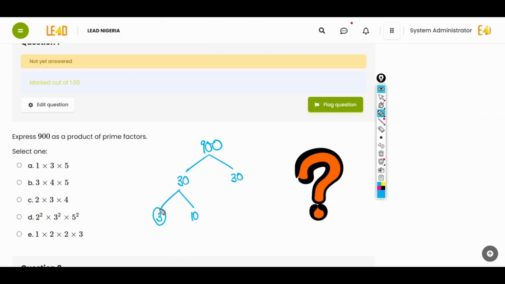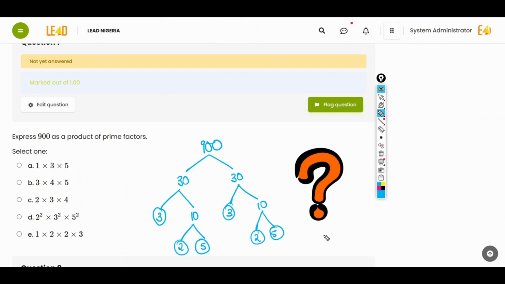3 is a prime number, so I'll circle 3. I can split up 10. I would now have 2 times 5. And 2 and 5 are prime, so I'll circle them. Same process here. I would have 3 times 10. Split up 10. I would have 2 times 5.